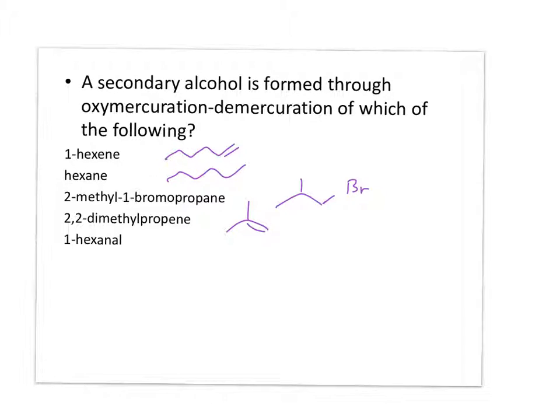2,2-dimethylpropene. I think that's an error for whoever wrote this question. That was me. That should just be 2-methylpropene. You can't have dimethyl there. And then 1-hexanol is that. And really, the only possible answer that can undergo oxymercuration, demercuration is 1-hexene. That's the alkene. There's no other alkene, so these other 4 molecules will not react under these conditions, oxymercuration, demercuration.